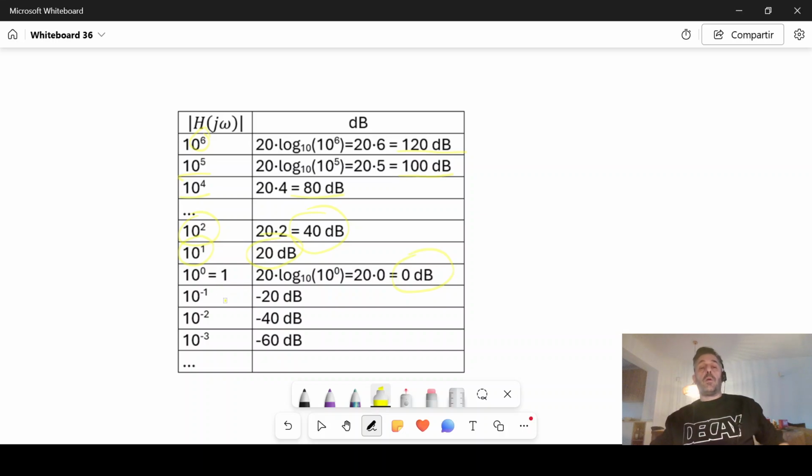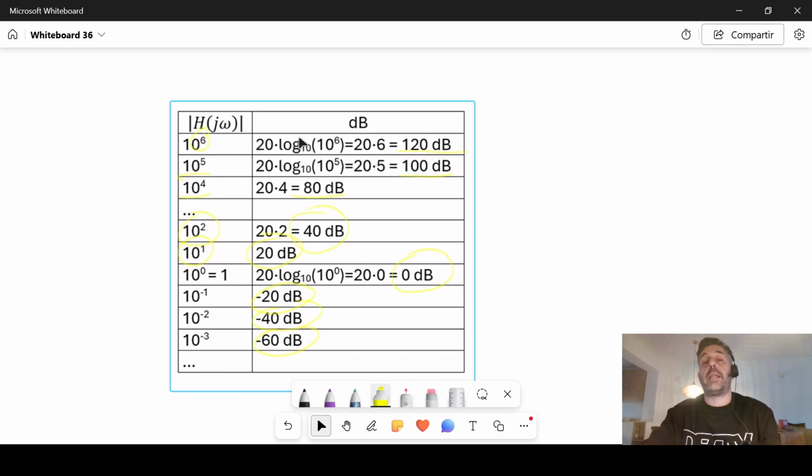And so on. When we go to numbers which are less than 1, we have 10 to the minus 1 is minus 20, 10 to the minus 2, minus 40, and so on. For intermediate values, we will have to calculate the exact log 10 of the value, but this is the general idea.